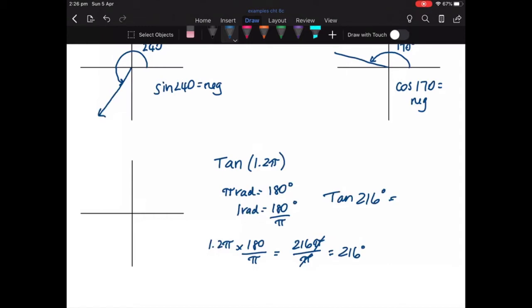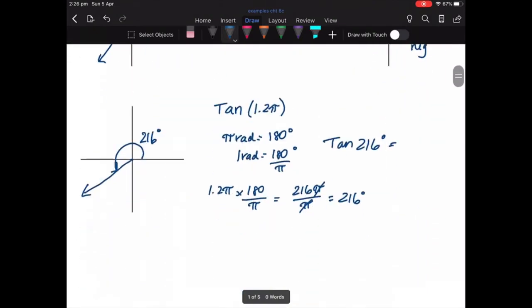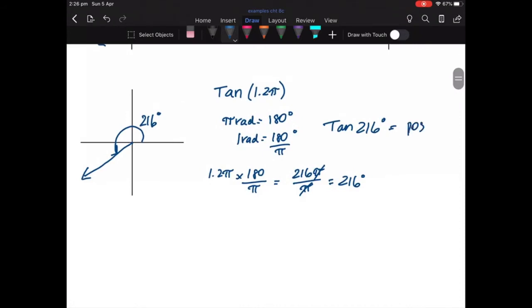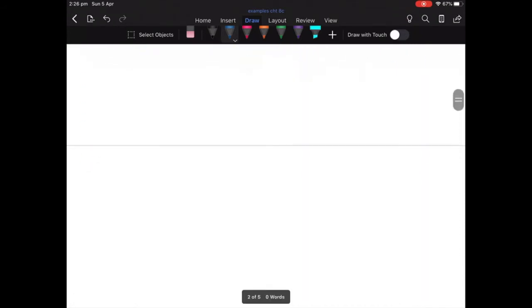So 216 degrees, it's going to be past 180, but before 270, so it's going to be sitting somewhere in here. 216 degrees. And in the third quadrant, go back up to our picture, tan is positive. So we're at positive.